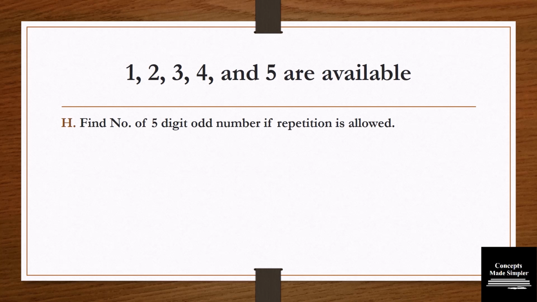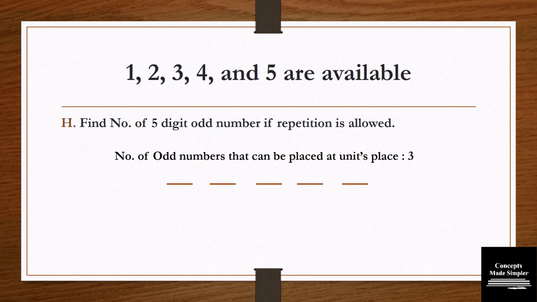The next question is, find number of 5-digit odd numbers if repetition is allowed. This question is quite similar to the previous question, so I would request you to please pause this video and try to solve this question by yourself. So we know that the number of ways in which the units place can be filled, considering that we have only 1, 2, 3, 4 and 5, are 3.